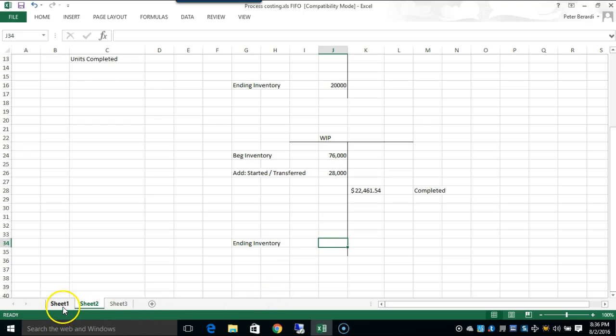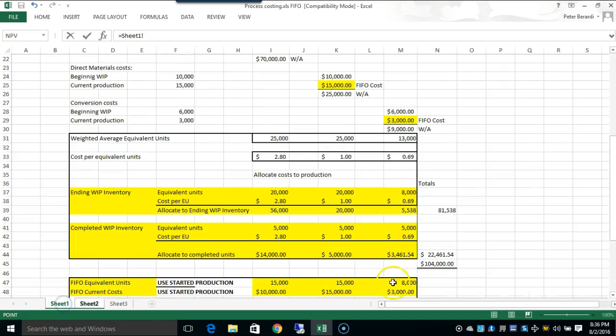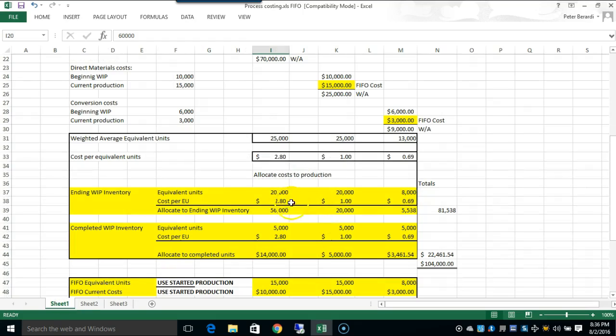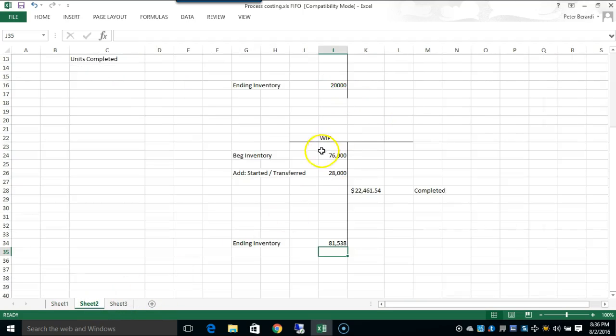Ending. If you take this plus added minus completed, it is going to equal $81,538, which is exactly the number that you computed. So as you can see, this is nothing but a laborious task of figuring out your WIP inventory balances.